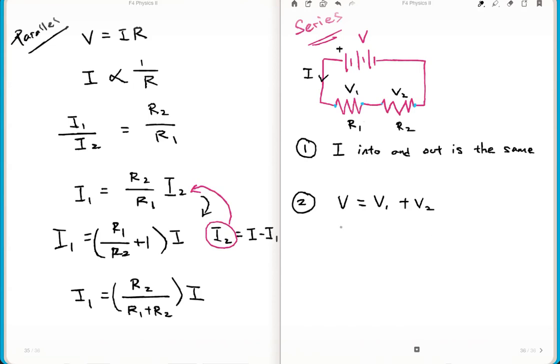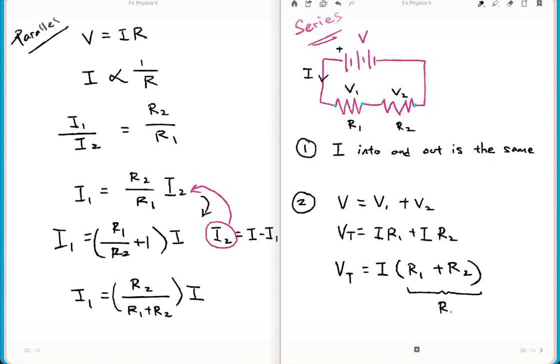Because of that, your V total would be equal to V equals IR. I is the same, so R1 plus R2 with the same I. Therefore your V total is actually equal to I, factorize them, R1 plus R2. And this is what is meant by effective resistance, where your R total is R1 plus R2.